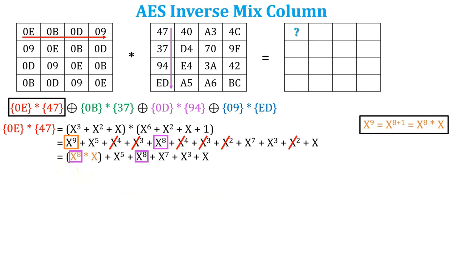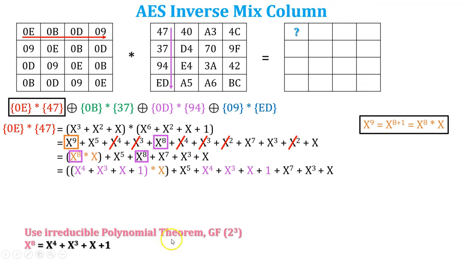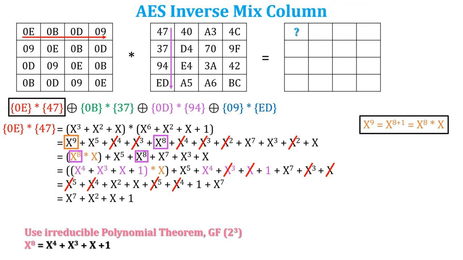For x raised to 8, use the irreducible polynomial theorem of GF 2 raised to 3. So replace x raised to 8 with x raised to 4 plus x cube plus x plus 1. Now again eliminate the same terms from this resultant polynomial. They are x raised to 3 and x. Simplify this polynomial and again eliminate the same terms. They are x raised to 5 and x raised to 4. And our final polynomial is x raised to 7 plus x square plus x plus 1.